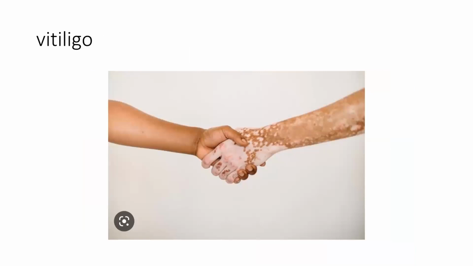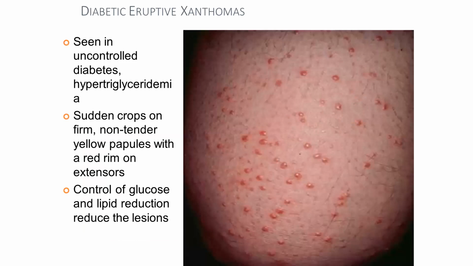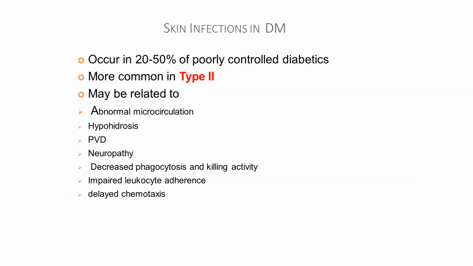Vitiligo, very common because it's also an autoimmune condition. Diabetic eruptive xanthomas, seen in uncontrolled diabetes, hypertriglyceridemia. Sudden crops of firm, non-tender yellow papules with a red rim on extensors. Control of glucose and lipid reduction reduces the lesions.